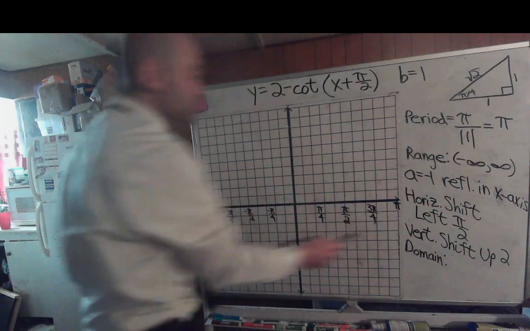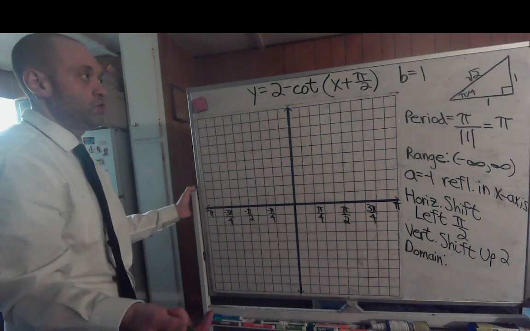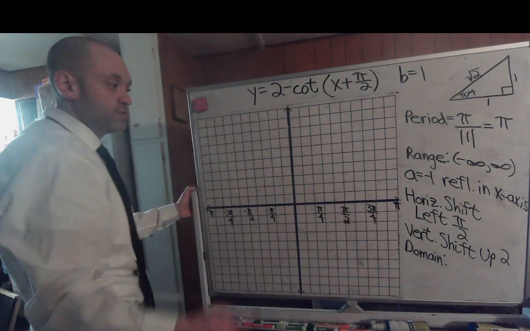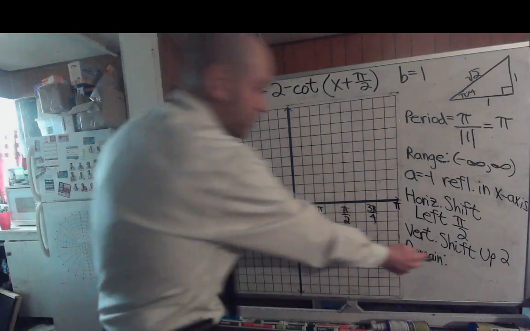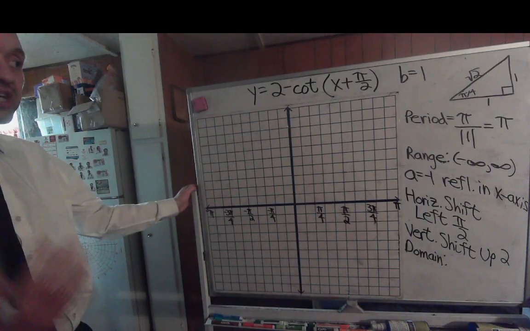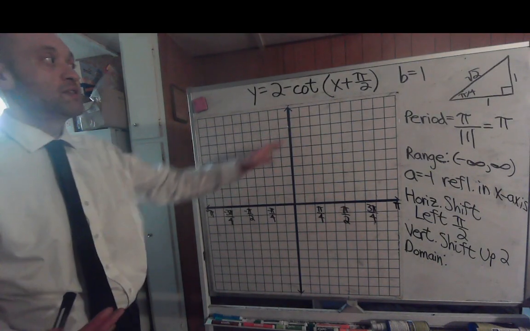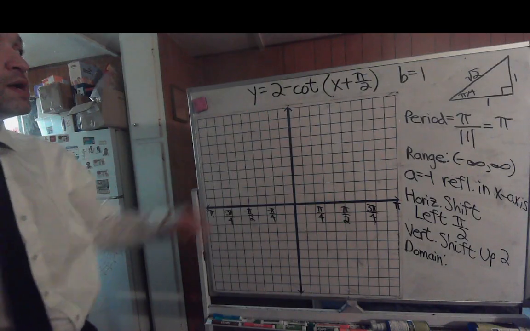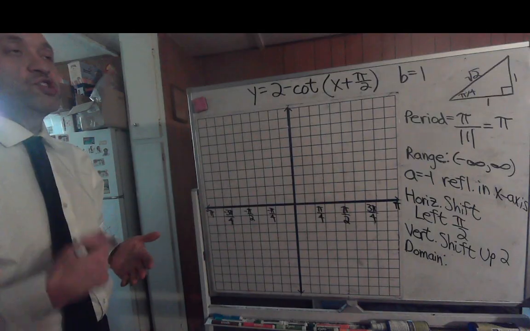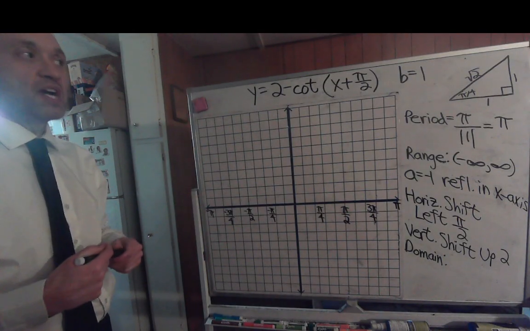Your period's still pi. That much holds true. You even have a horizontal shift left pi over 2 units, and a vertical shift up 2 units. So none of that's changed, but what's about to change is your domain, since we've now gone to the cotangent function.